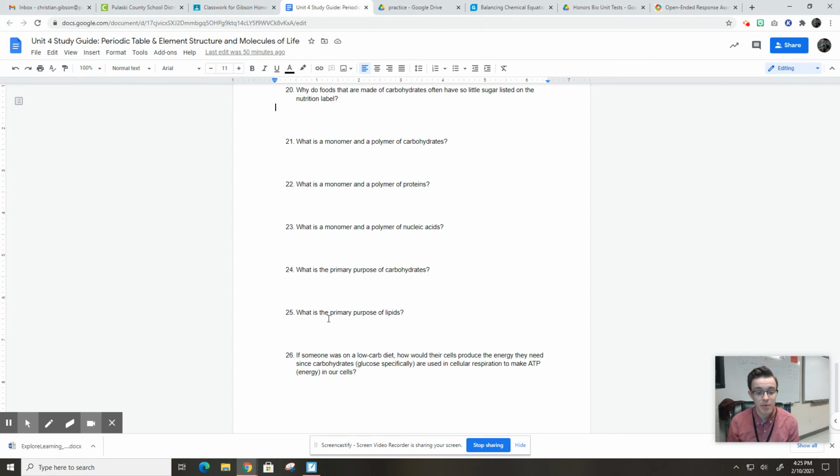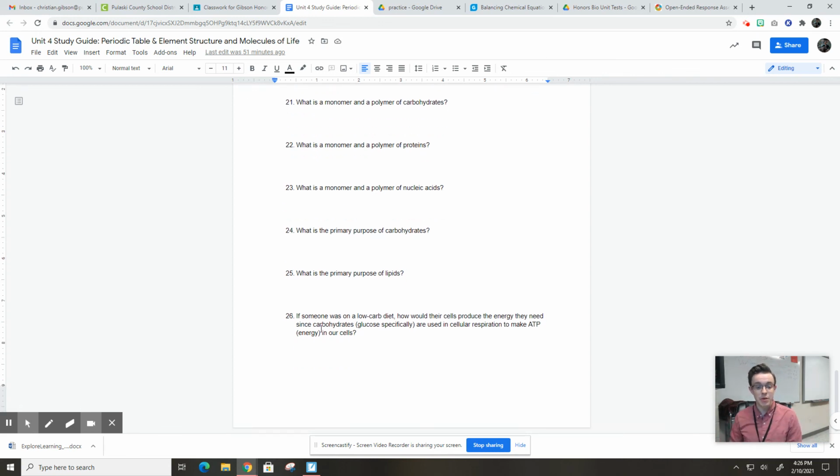Number 24, what is the primary purpose of carbohydrates? The primary purpose of carbs is they are your main energy source to make ATP or to make energy in your cells. Okay, they're the main source by which our cells, or specifically our mitochondria, can do cellular respiration, break down those carbs like glucose to make energy in the form of ATP.